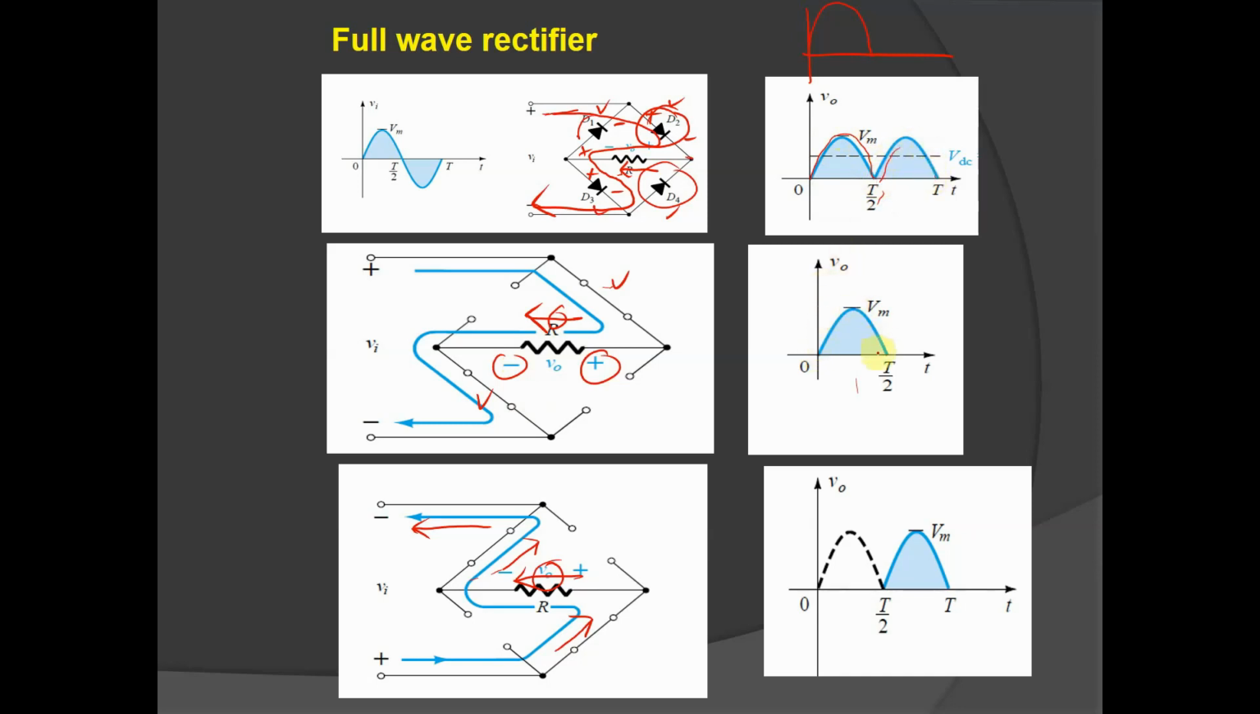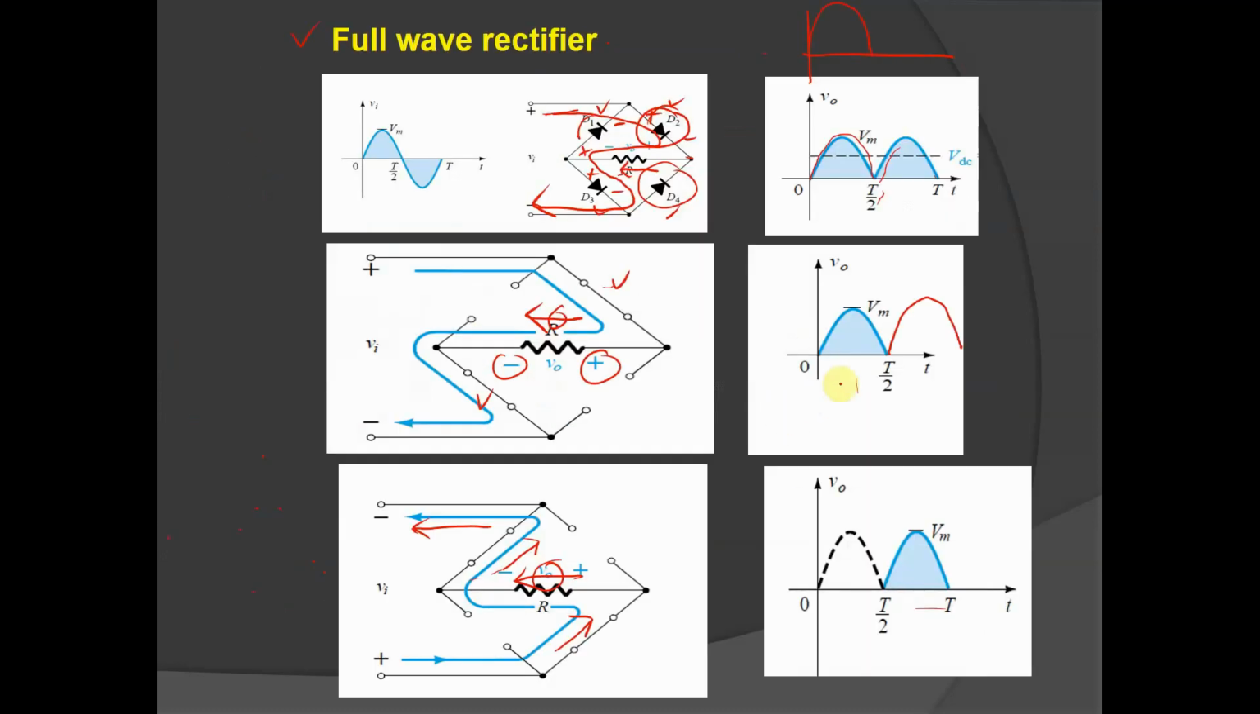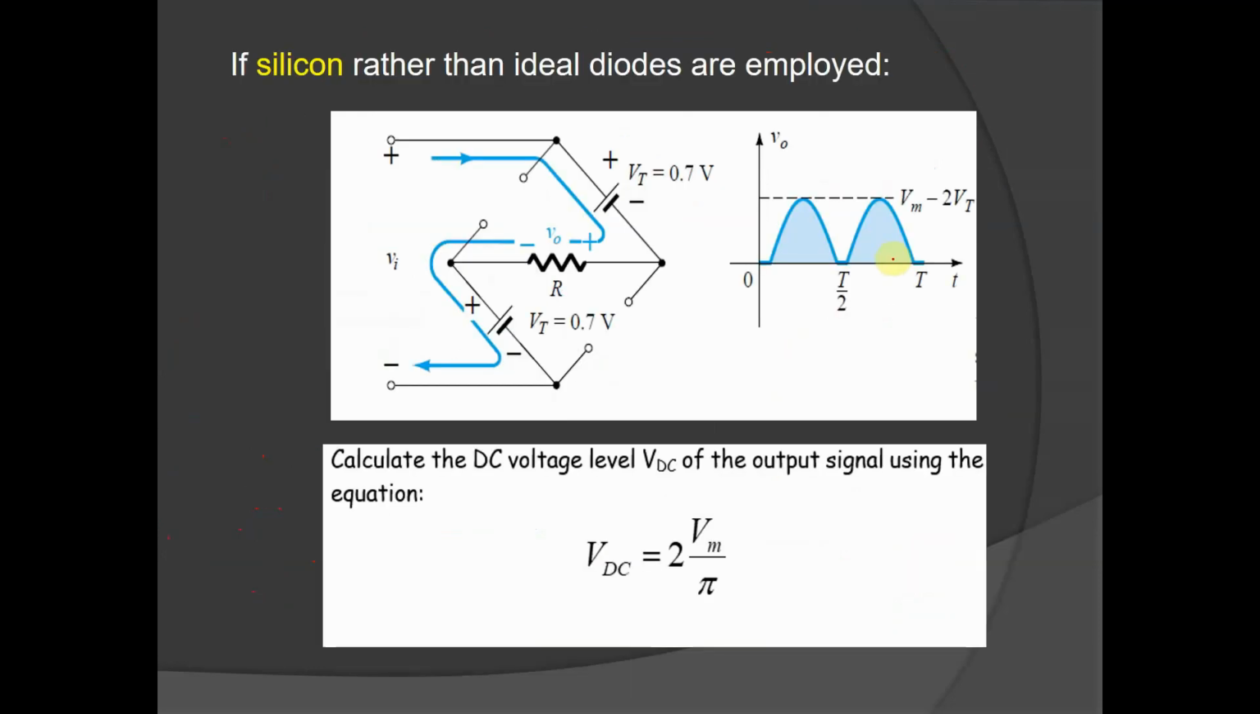Okay, this is the positive cycle, and then the negative cycle will still be on the top. That's just like here, right? This is called full wave rectification. As compared to half wave rectification, where half of the wave is obtained as an output, here both waves are considered.